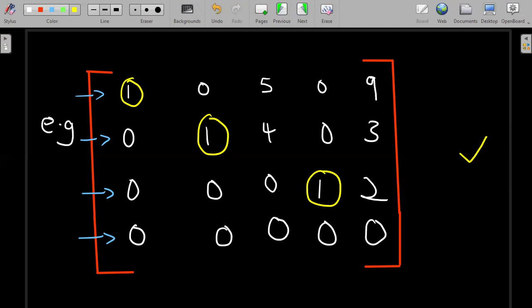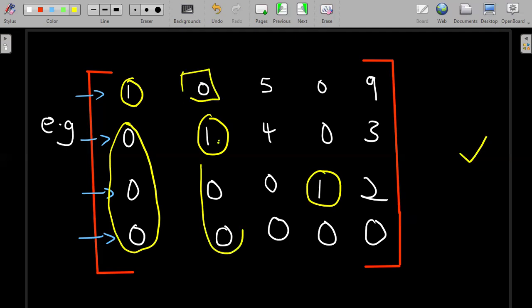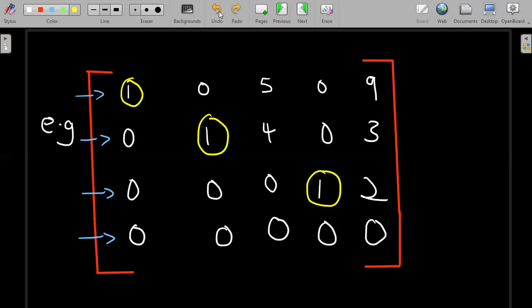And then the other one we said: all other entries in the column where you have your leading coefficient should be 0. So this is my leading coefficient, and all the other entries here are 0. This is my leading coefficient, all the other entries are 0. This is my leading coefficient, all the other entries are 0. So this matrix satisfies all the conditions of being in row echelon form as well as reduced row echelon form.